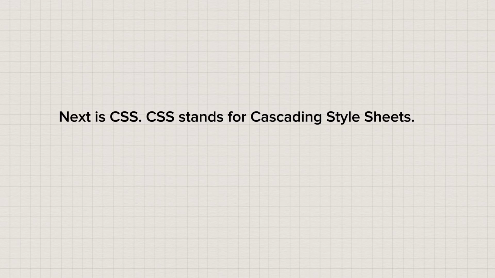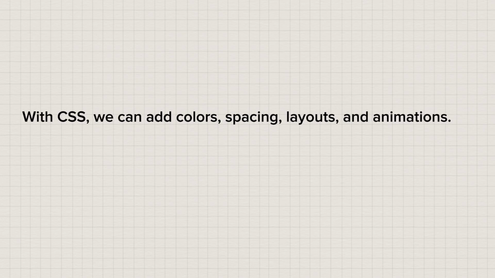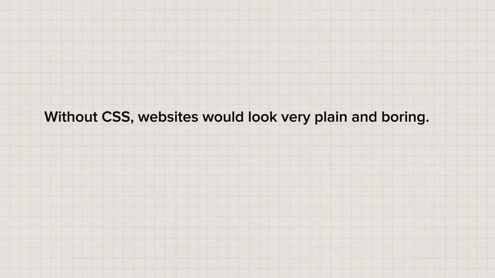Next is CSS. CSS stands for Cascading Style Sheets. It is used to design and style the website. With CSS, we can add colors, spacing, layouts, and animations. Without CSS, websites would look very plain and boring.